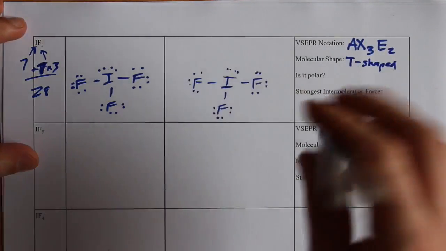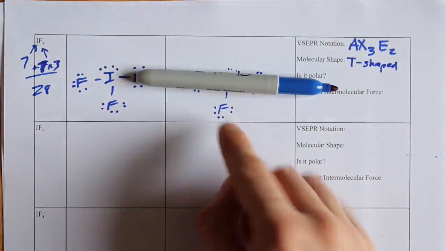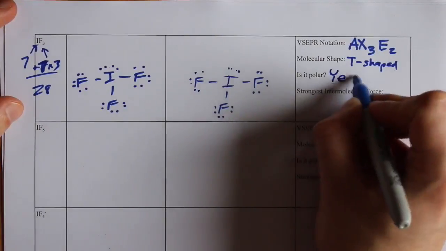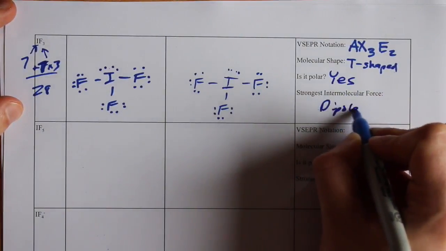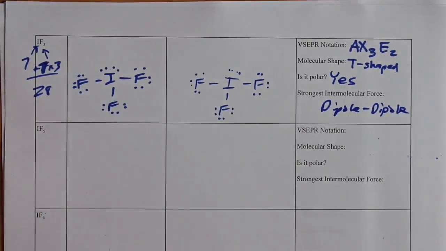Is it polar? Well, yes, especially if I slice it this way. You can see that this one fluorine does not have anything on the other side to balance it out at all. And so the strongest intermolecular force here is dipole-dipole. Yes. I'm going to switch colors.